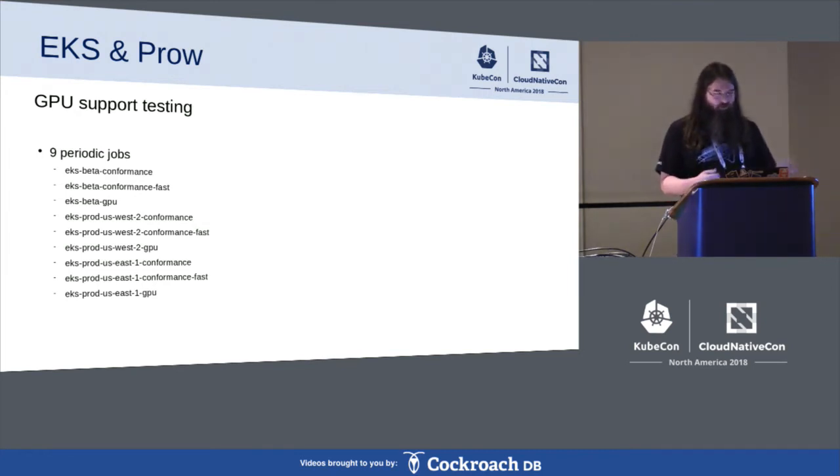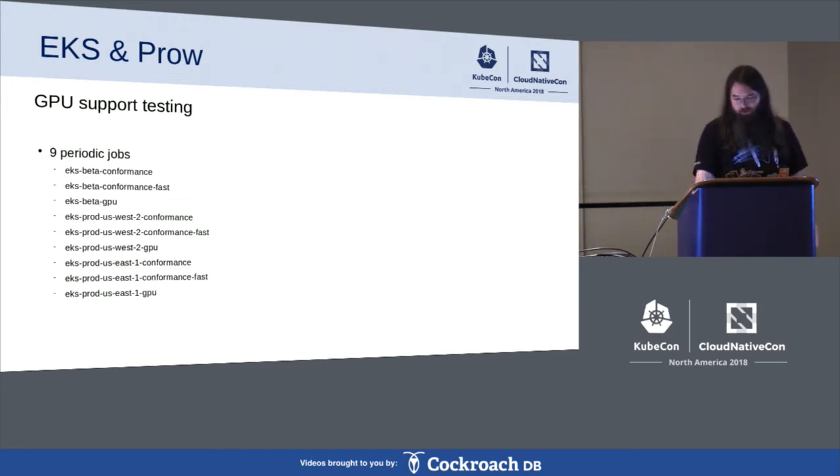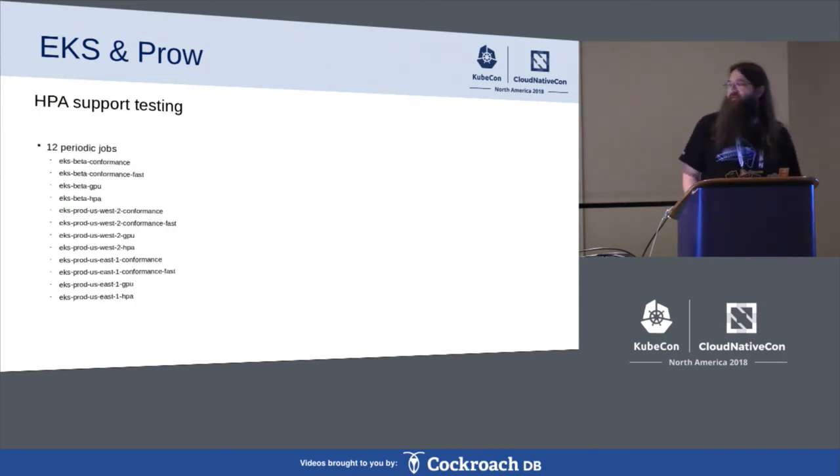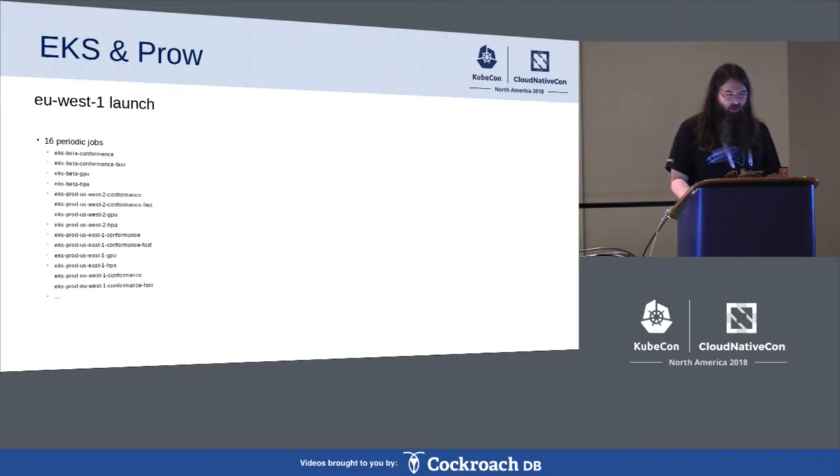And the file's growing, and every time we want to change an AMI ID that we launched these jobs with, now I have to edit 9 places instead of 1 per region. And then we have HPA support. Now we're at 12 jobs. And this is just going to continue to grow as we launch EU West 1. I got 16 jobs.